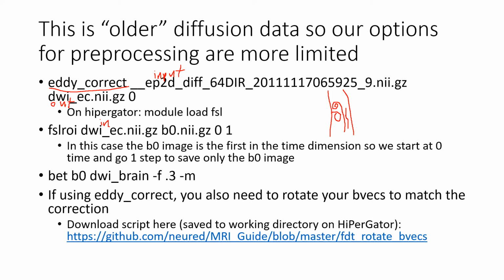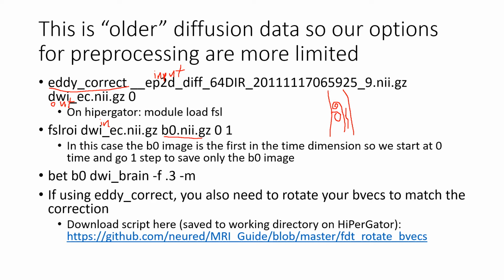If your B0 image wasn't the very first image in the sequence, you would know that by looking at your BVal file. Then instead of 0, if it was the fifth image, that would be a 4. Or if you have multiple B0 images acquired in a scan, which can happen, then maybe you can pull them all off and average them together, but we won't go over that. So first step, correct for motion and these eddy currents, and then we're going to create a B0 image.